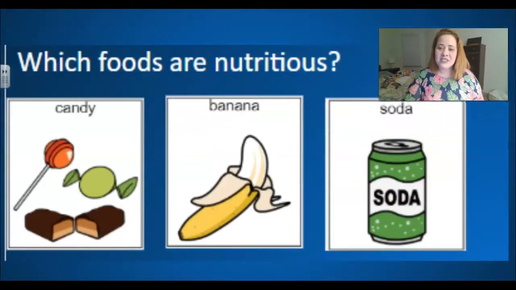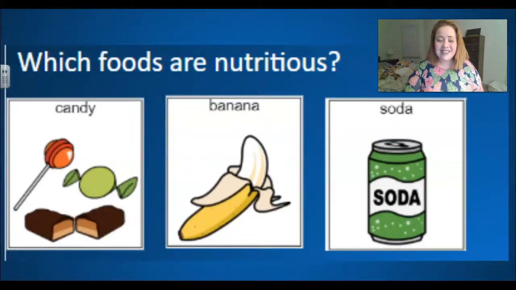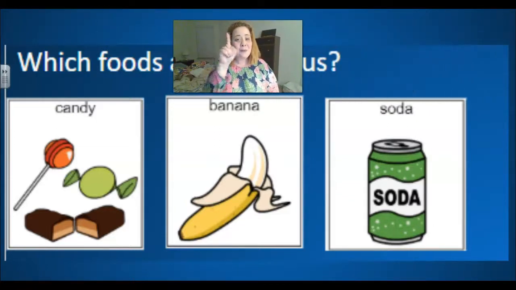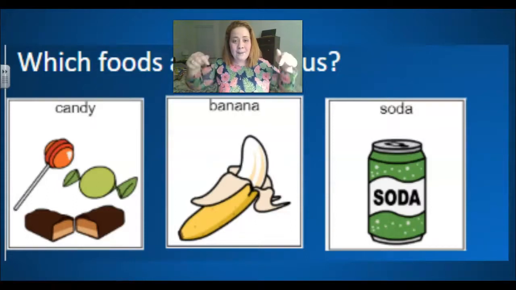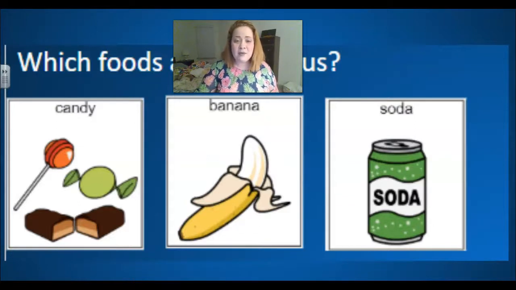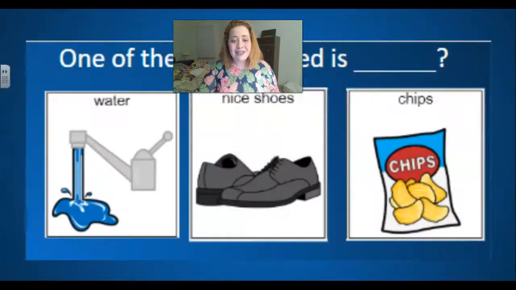Let's answer these questions about the lesson. Which foods are nutritious? Candy, banana, or soda? Did you say banana? Yes, banana is an example of a nutritious food. Next question.